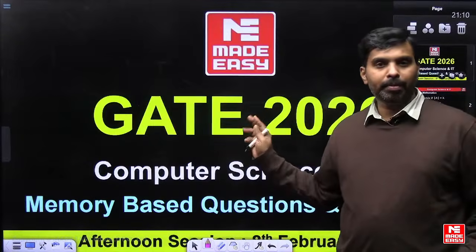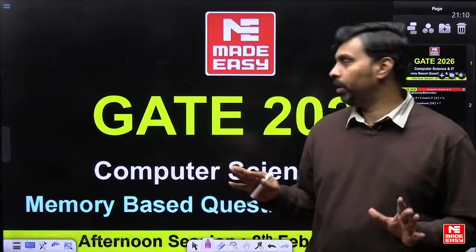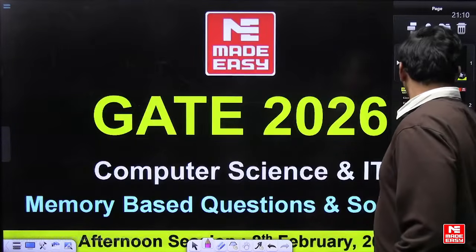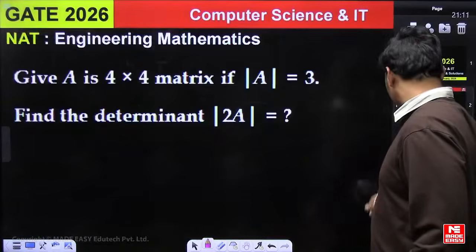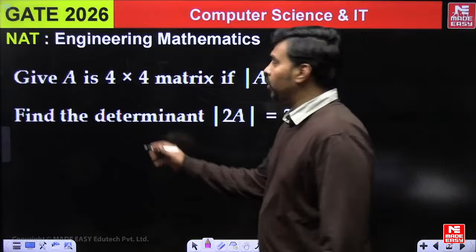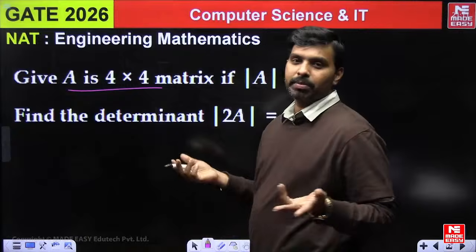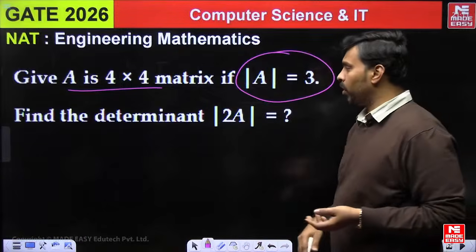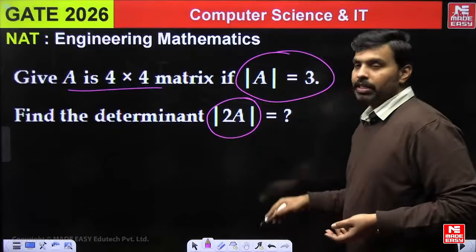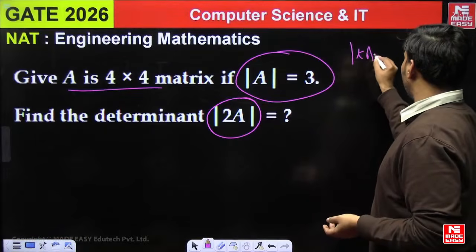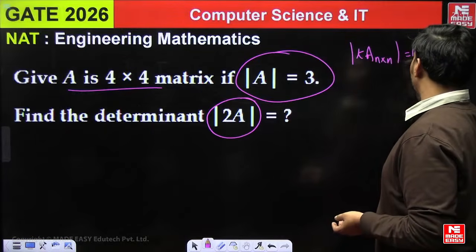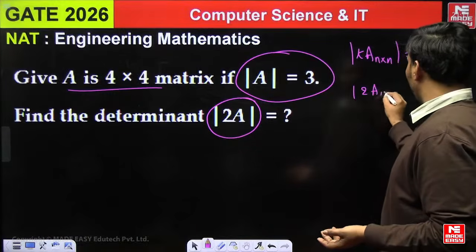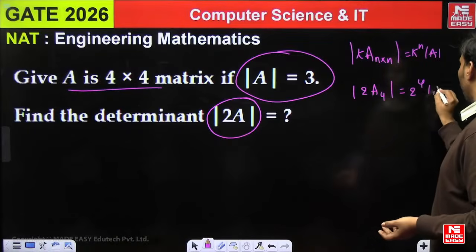We are going to do the memory based solutions for the memory based questions and the solutions of engineering mathematics and discrete mathematics here. Let's see. The first question, you see how simply the question has been asked. A is a 4 by 4 matrix and the determinant of A is equal to 3 and the determinant of 2A is asked. See dear students, we have a certain property that you know, that this is equal to k power n times the determinant of A, correct? So mod of 2A for 4 by 4 is nothing but 2 to the power of 4 times mod A.